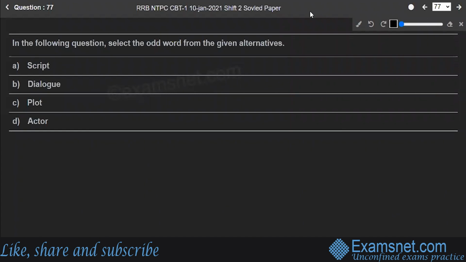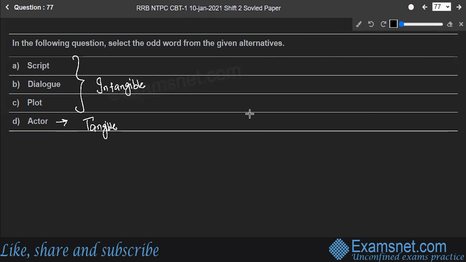Question number 77. In the following question, you have to select the odd word from the given alternatives. Script, dialogue, plot, or actor. See, actor is a tangible word. Except for this, all others are intangible.